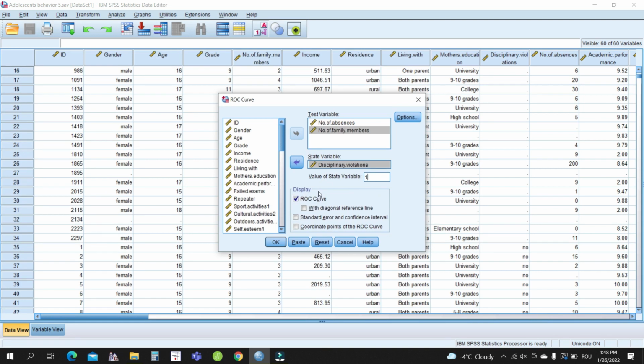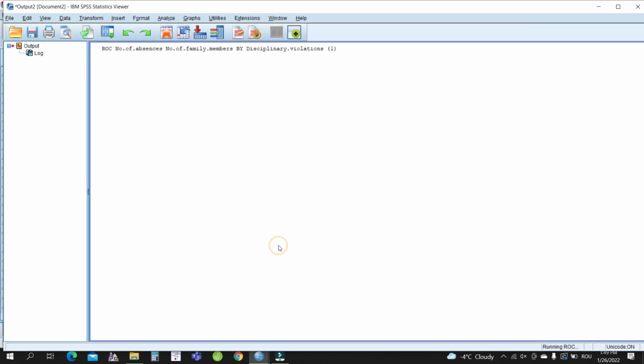Here we have the following options: ROC curve, which will display the graph for our analysis, with diagonal reference line, which will display the curve of a random test, standard error and confidence interval for the area under the curves, and also coordinate points of the ROC curve, which means the sensitivity and specificity for each possible cutoff point on the classifier variables. I will select all these options and I will click OK.